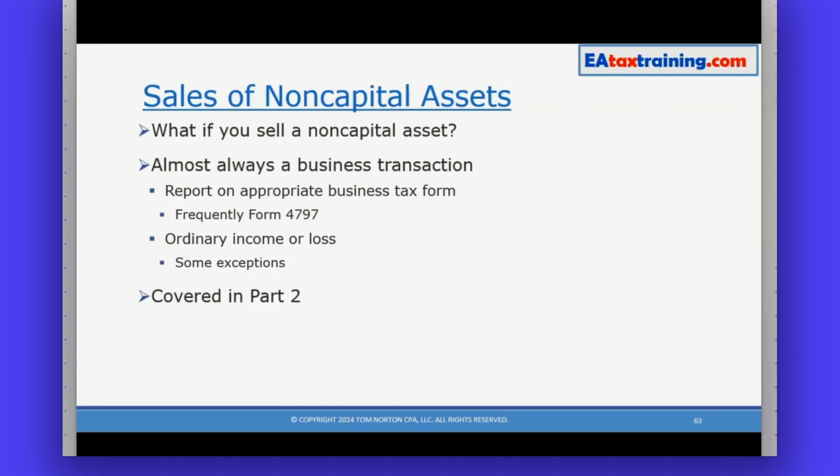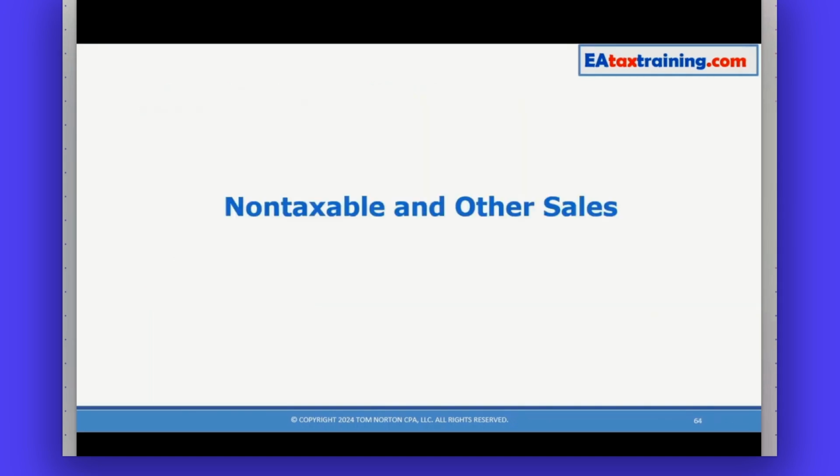Non-capital assets. So we've been talking about selling capital assets. What about sales of non-capital assets? This is usually going to be a business transaction, so it's going to be reported on the appropriate business tax form, which is usually Form 4797, and we will talk about this in part 2. So for now, let's move on to non-taxable and other sales.